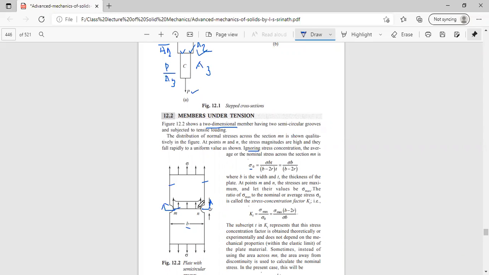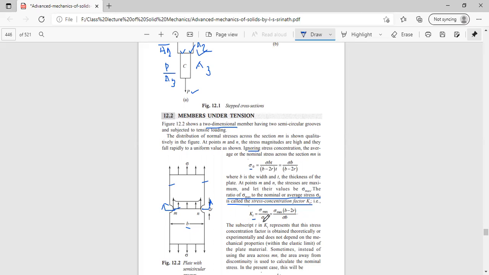But in our advanced solid mechanics, we are interested to know the maximum or minimum stress itself. So let the value of the maximum stress be equal to sigma max. The ratio of sigma max to the nominal or average value sigma 0 is called the stress concentration factor. So this is the definition. This sigma max divided by sigma 0 is given as KT, or stress concentration factor, which is sigma max (b minus 2r) divided by sigma b itself.